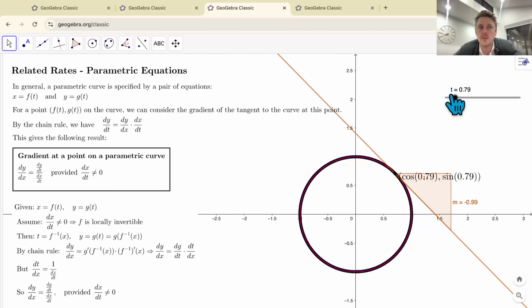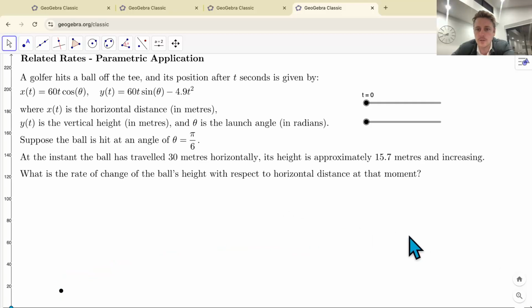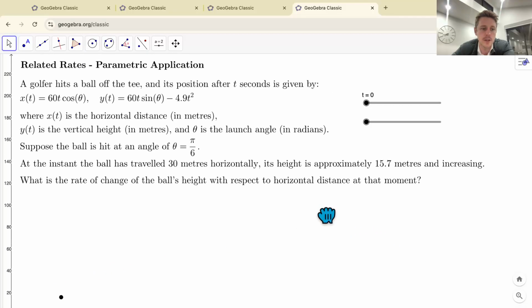I think it'll make more sense with an example. So let's look at an example, and why not stay on the golf bandwagon. Just give me a second to get rid of that. There we go, that'll do.